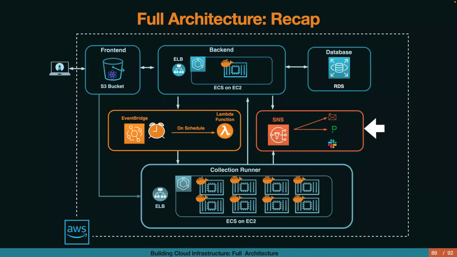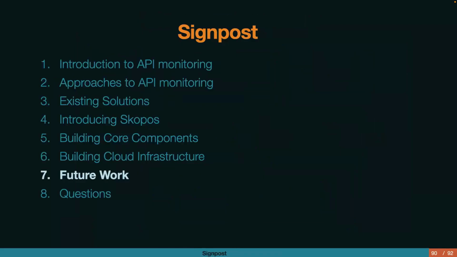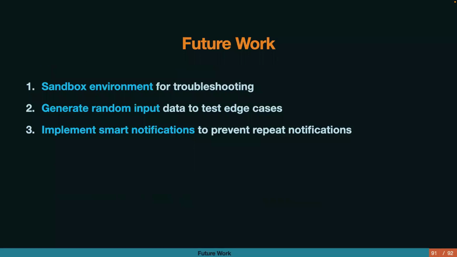Next, we will briefly discuss how we would like to develop Scopos in the future. We'd like to do three main things. First, we'd like to implement a sandbox environment to run API requests in isolation for troubleshooting. Second, we'd like to generate random data for different inputs to test edge cases. And finally, we'd like to implement smart notifications to prevent repeat notifications for the same issue.